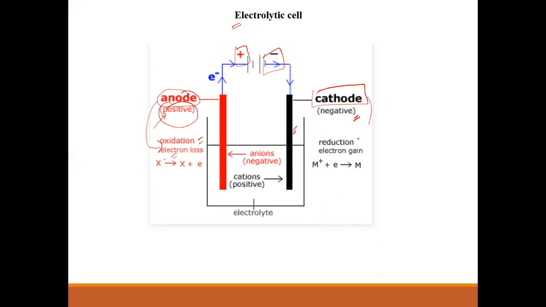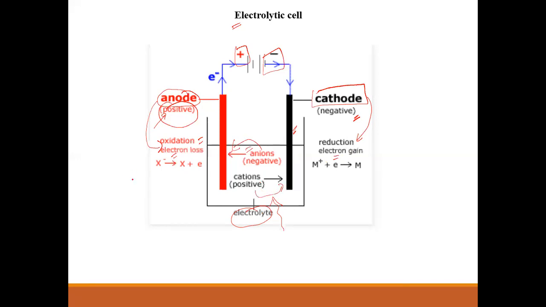And at the cathode, reduction takes place. So what is the meaning of reduction? That is gain of electrons. When an electrolyte is present in this solution, it gets dissociated into its respective ions, in which an anion, meaning a negatively charged species, goes to the anode, whereas a cation, a positively charged species, goes to the cathode.